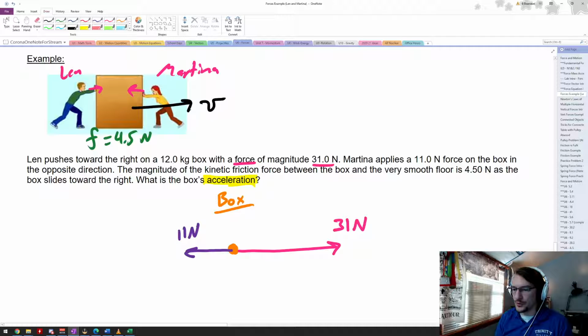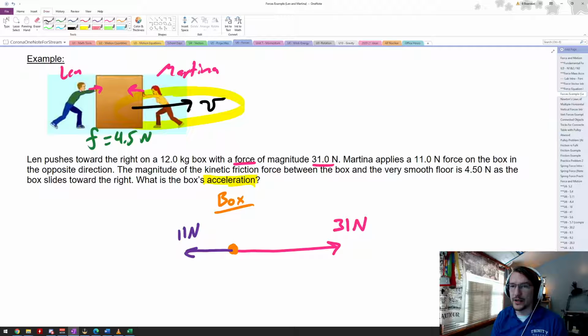Notice how I drew the 31 newtons larger than the 11 newtons. That's because the length of the vector designates that the 31 is a bigger number than the 11. Len is pushing harder than Martina, so this box is going to move to the right. We see that in the problem, which says the box is moving towards the right.